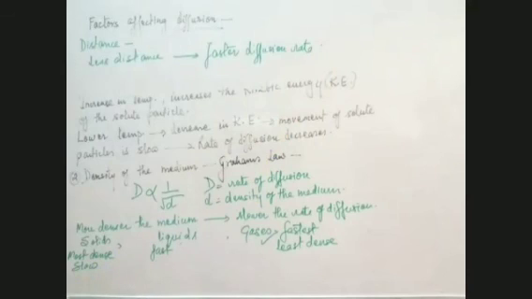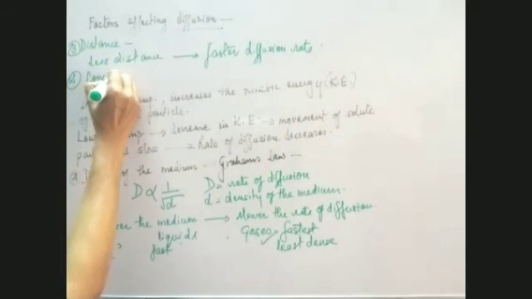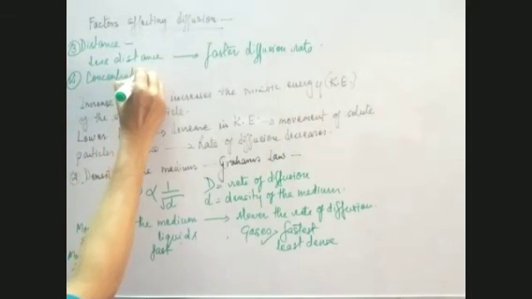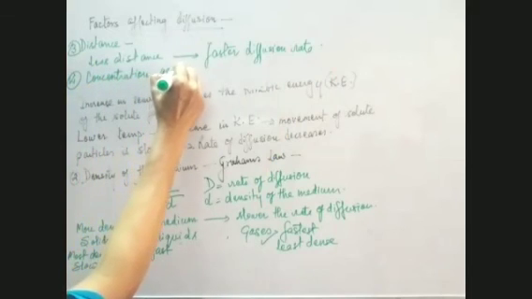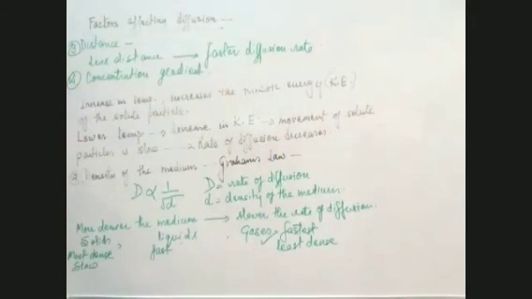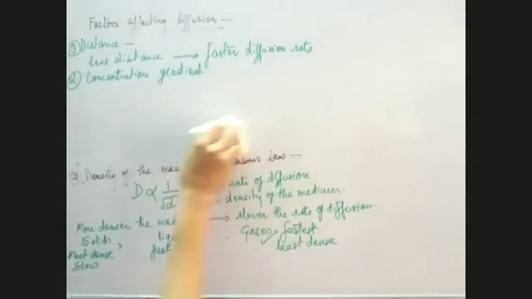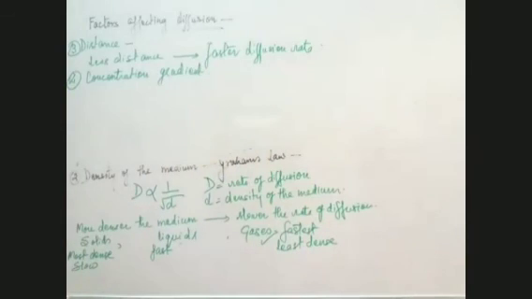Then another is concentration gradient. The next factor, this was the third factor. The fourth factor is concentration gradient. Now, what do we mean by concentration gradient? How is it going to affect the rate of diffusion? Concentration gradient. Now, beta, this concentration gradient can be less or it can be more.